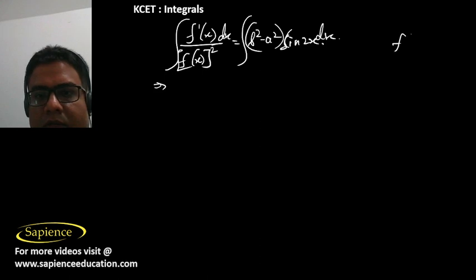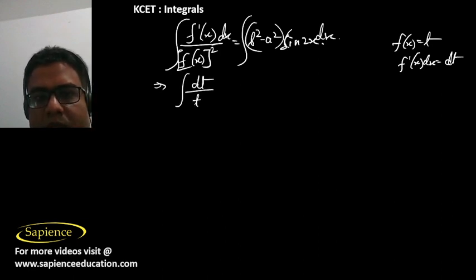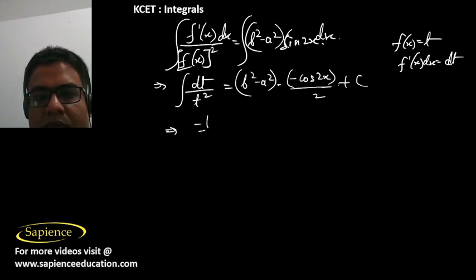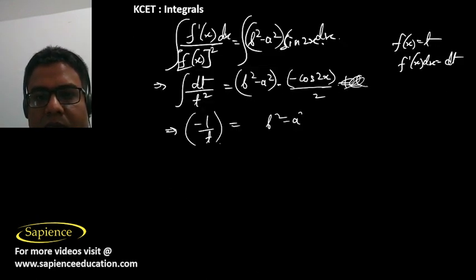So if I take f of x equal to t, then f dash x dx is equal to dt. So therefore this is integral dt by t square, which is equal to b square minus a square, which will come outside, into the integral of sine 2x, which is minus cos 2x by 2 plus c. So therefore this will be minus 1 by t equal to b square minus a square into minus cos 2x by 2.